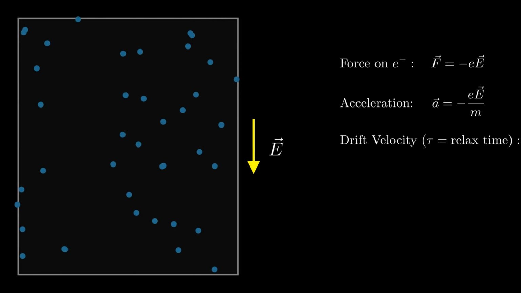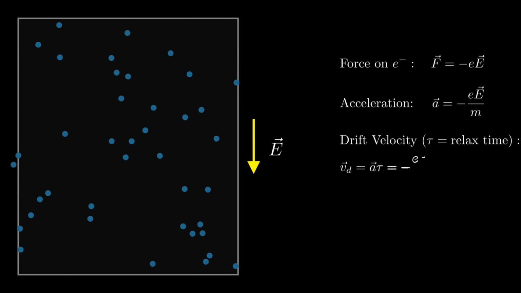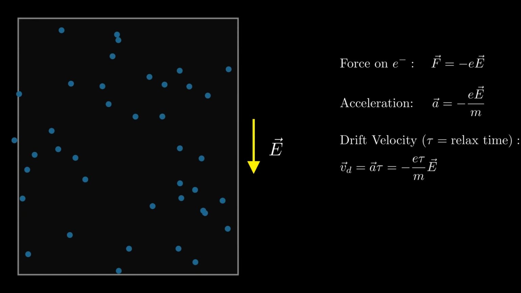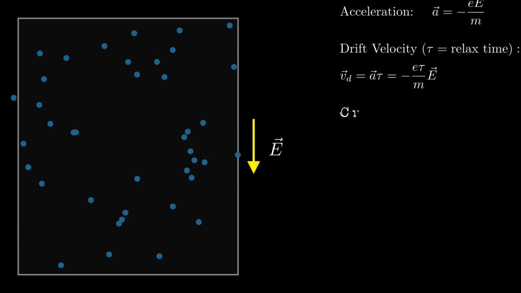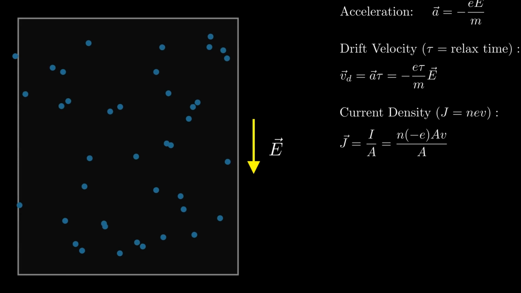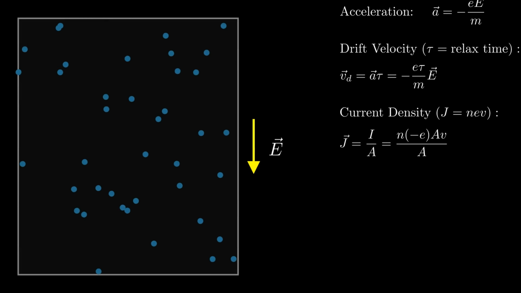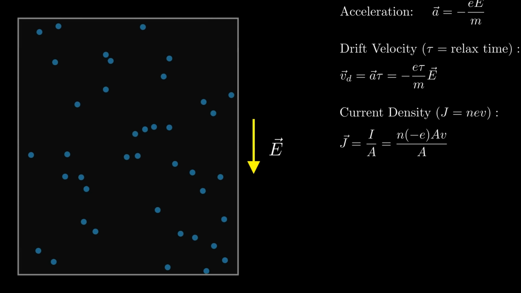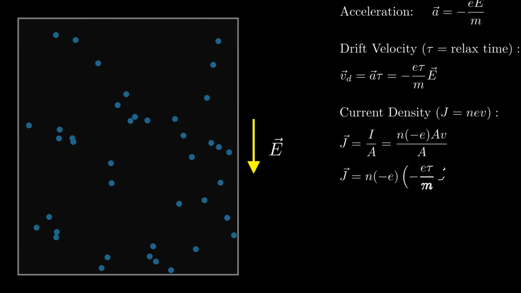This gives us the drift velocity, Vd. It's the acceleration times that relaxation time. Now current density J is just the charge flowing per unit area. It is defined as n times charge e times the drift velocity. Substituting our drift velocity equation, we get this expression.